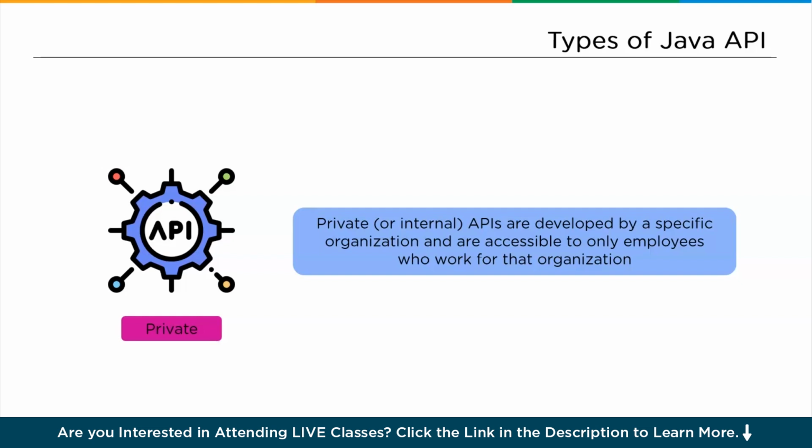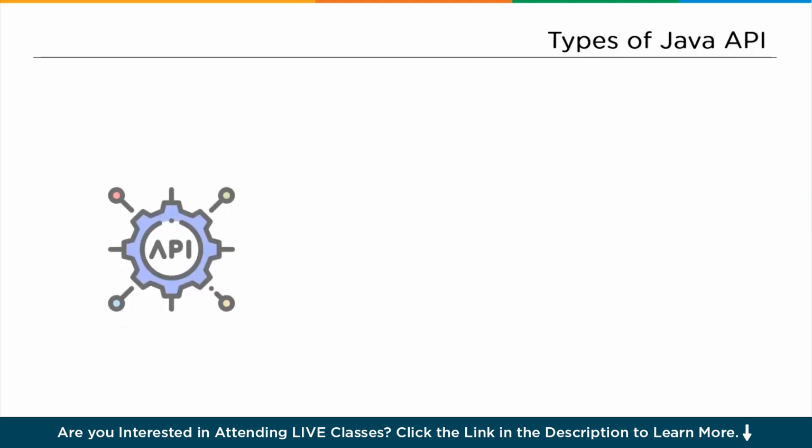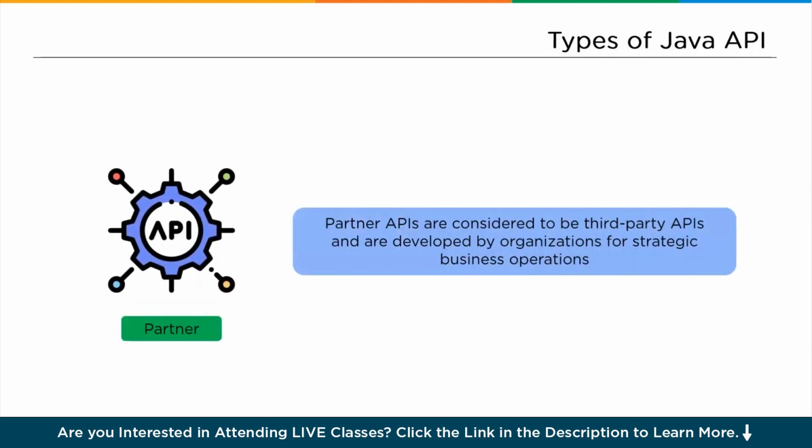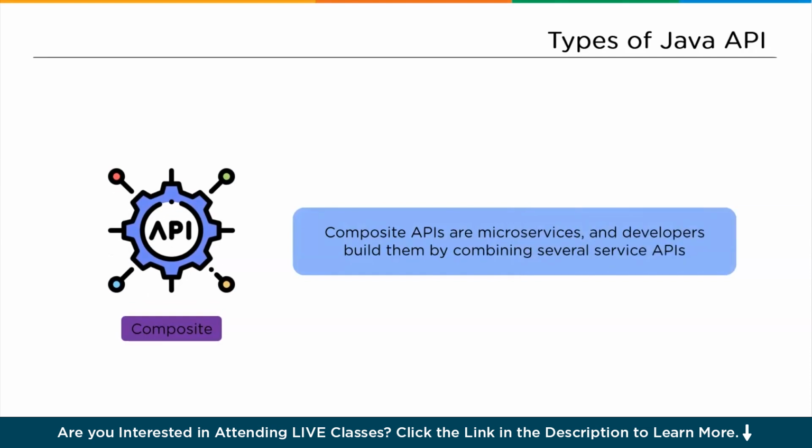So followed by private APIs, we have the partner APIs. Similar to private APIs, even partner APIs have some authentication process to use. The only difference is here, instead of one organization, we might have 2 or multiple organizations, and the employees belonging to that particular group of organizations will be able to access the APIs and implement them or use them. Followed by partner APIs, we have the last one, which is the composite API. Composite APIs are microservices, and developers build them by combining several service APIs.